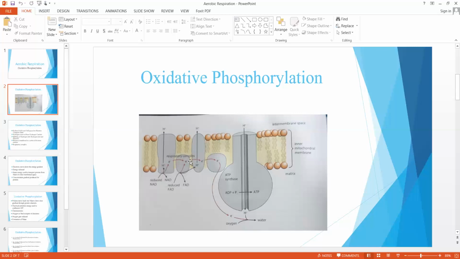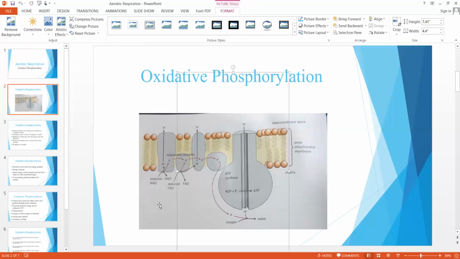But obviously this energy is electrical potential energy. It's not the chemical potential energy, because this energy is released when electrons move from one electron carrier to another down the energy gradient. So this is the electrical potential energy which is released here. Now, some of this electrical potential energy is used to move the protons. These hydrogen ions are present in the matrix.